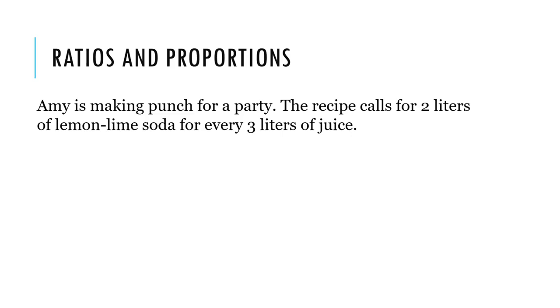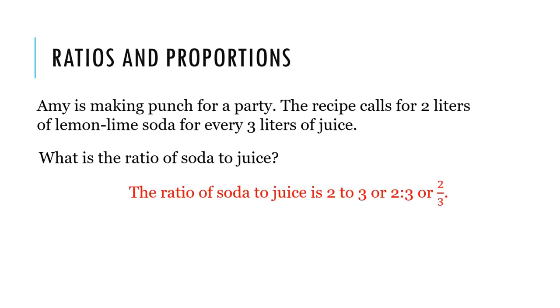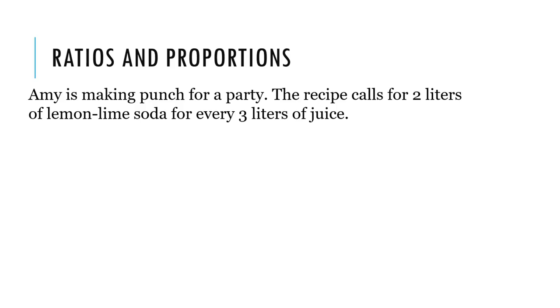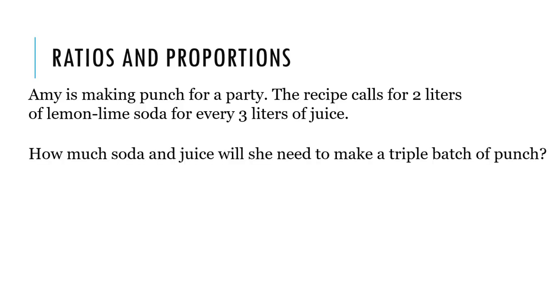So let's look at ratios and proportions now. Amy is making punch for a party, and the recipe calls for 2 liters of lemon lime soda for every 3 liters of juice. So the ratio of soda to juice is 2 to 3, or 2:3, or we can write it as a fraction, 2 over 3. The flip side of that is the ratio of juice to soda, 3 to 2, 3:2, or 3 over 2.